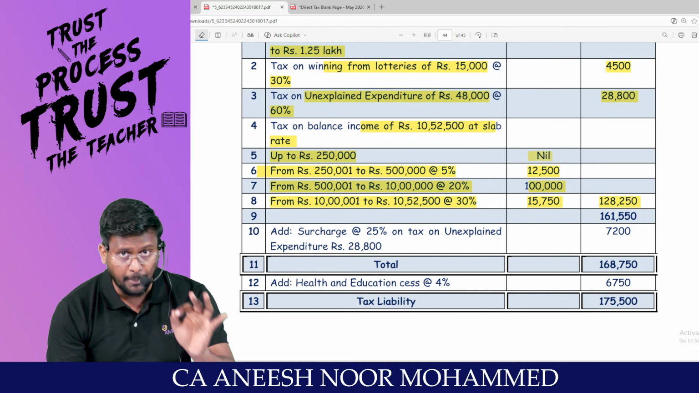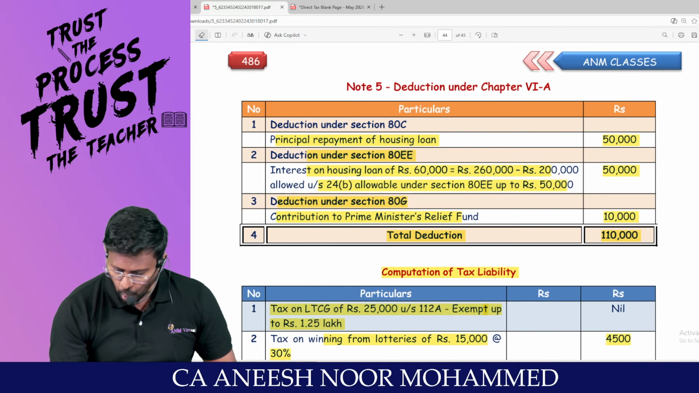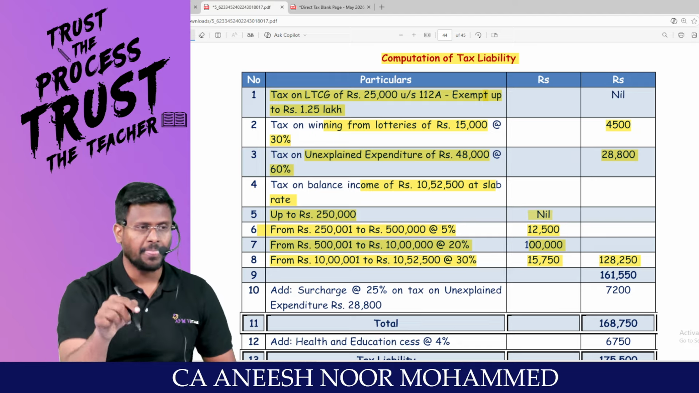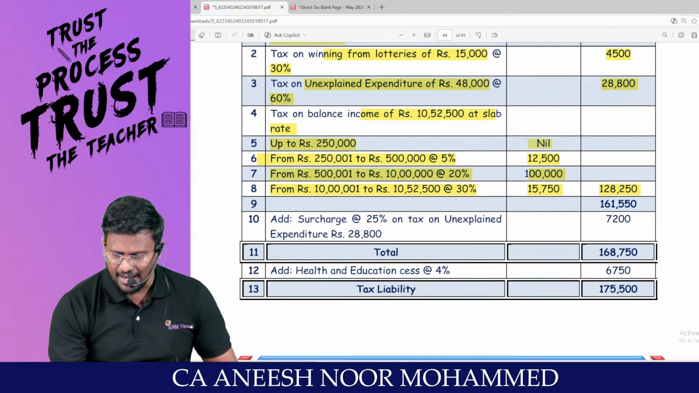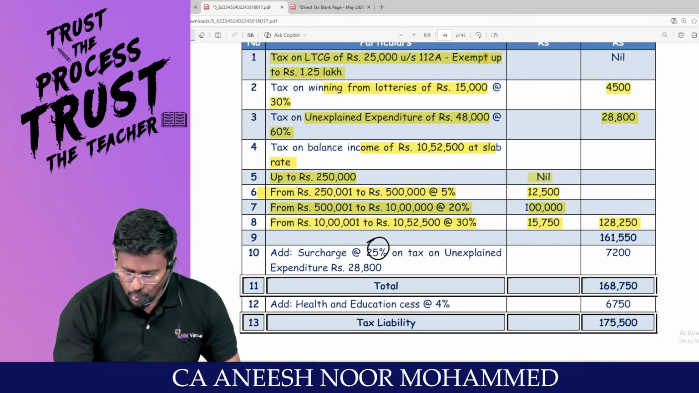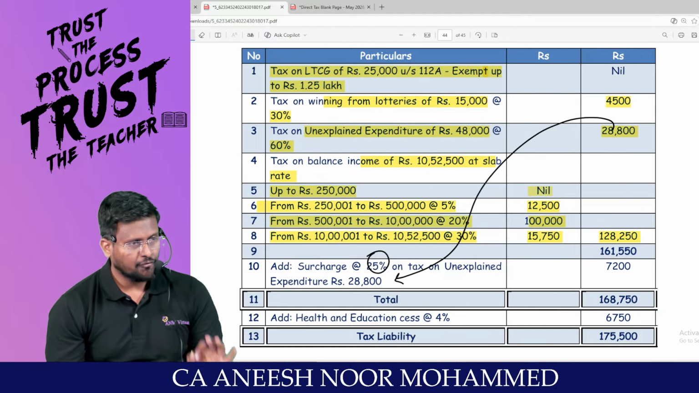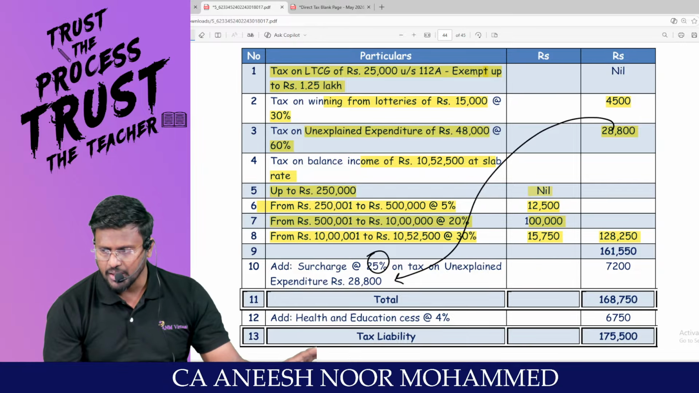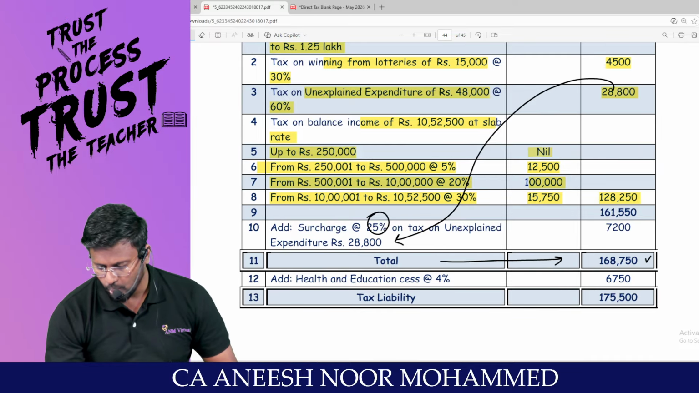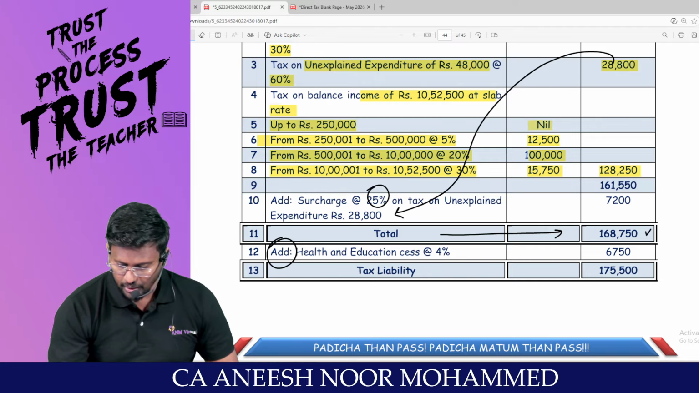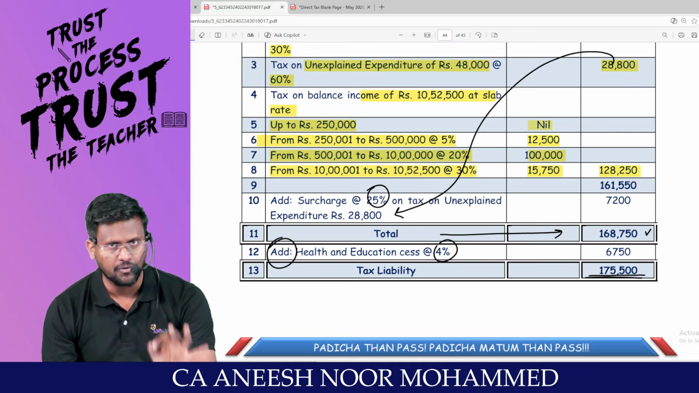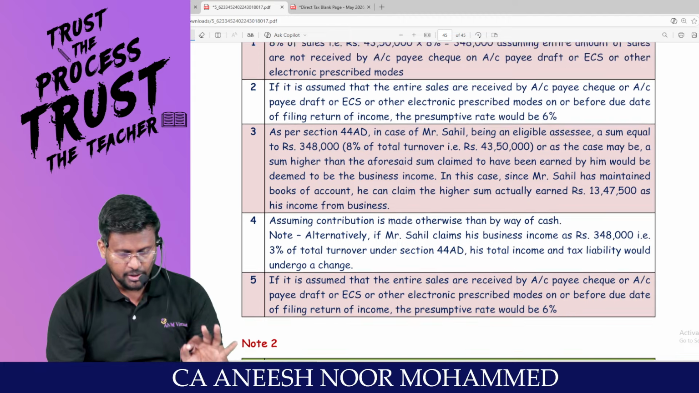Here the real drama starts. The total income is only, sir, less than 50 lakh. But total income includes unexplained expenditure, which will attract surcharge at 25%. Everyone will forget to add this surcharge. Sir, on this 28,800 rupees, the special income, undisclosed income, you are liable to pay surcharge at the rate of 25%. So the total will be 1,68,750. On that, add health and education cess of 4%. Tax liability will be 1,75,500. Comfortable? 50% of the answer comes to an end.